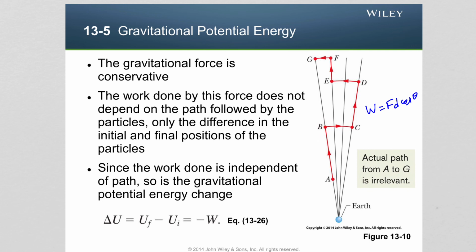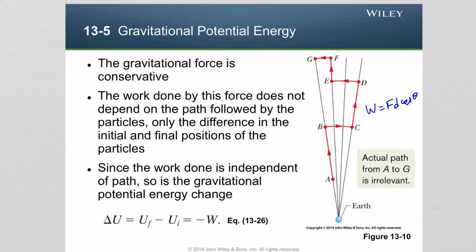Then, again, the gravitational force does non-zero work from C to D. It does 0 work from D to E, non-zero work from E to F, and then again 0 work from F to G. So if I added all the works over all the stretches of the path, only the works done here, here, and here will be non-zero.